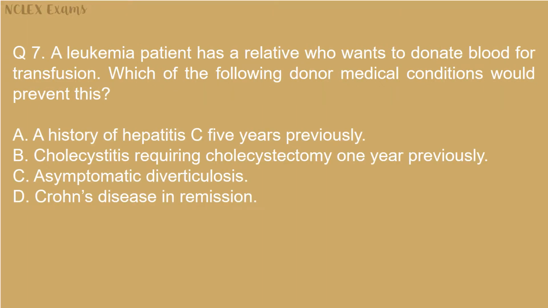Question 7. A leukemia patient has a relative who wants to donate blood for transfusion. Which of the following donor medical conditions would prevent this? A. A history of hepatitis C 5 years previously. B. Cholecystitis requiring cholecystectomy 1 year previously. C. Asymptomatic diverticulosis. D. Crohn's disease in remission.